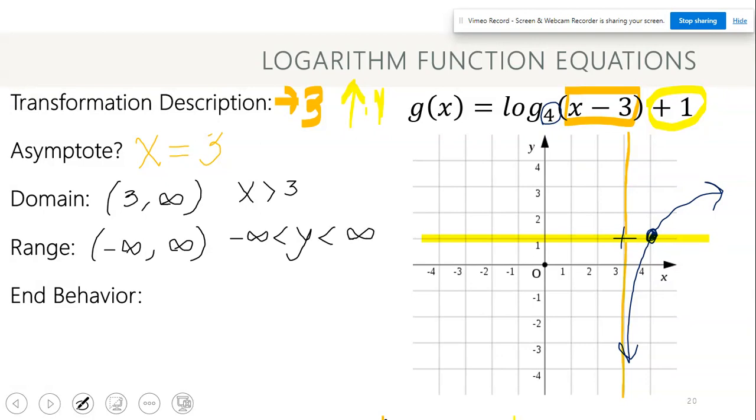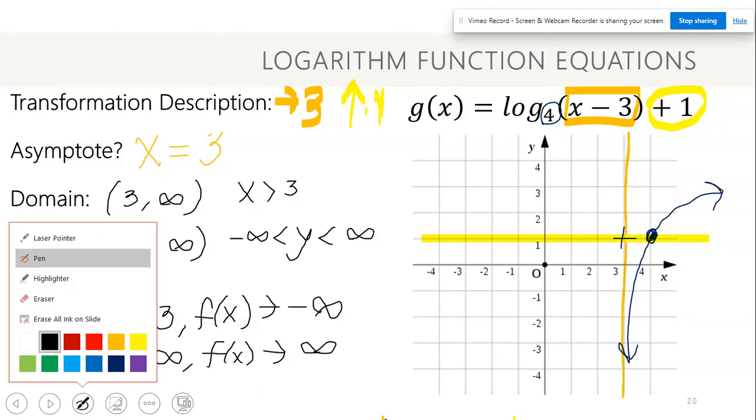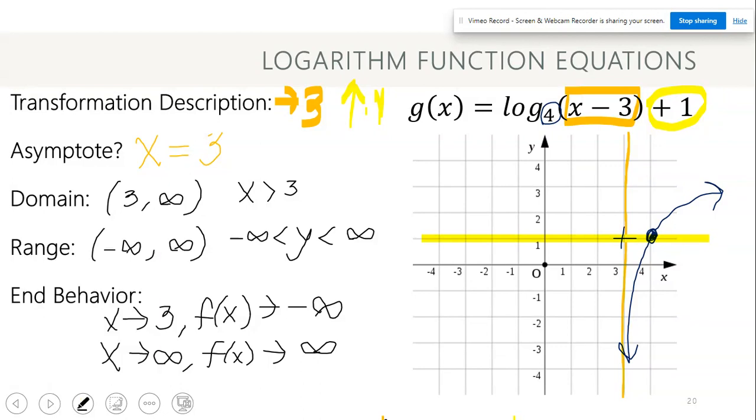And now we need to talk about end behavior. As we go to the left, the farthest left this graph exists is that asymptote. Where's the function heading? It's heading downwards towards negative infinity on the left. As we move all the way to the right, we can keep going all the way to positive infinity, and our graph is slowly increasing towards positive infinity as well.